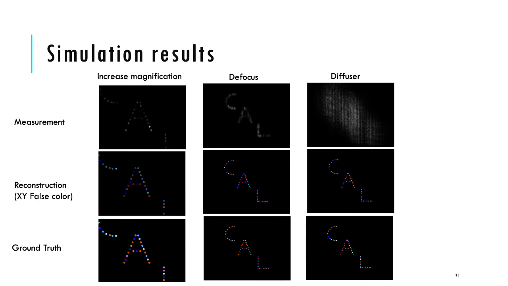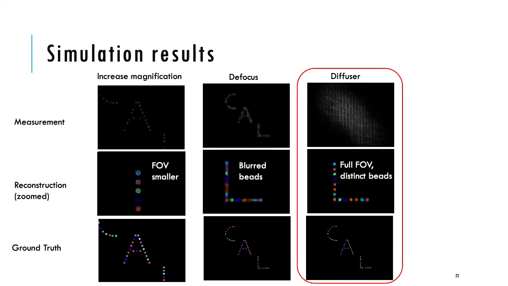Here we show the simulation results from these cal beads reconstructed under different optical methods to get full spectral sampling, such as increasing the magnification, defocusing the sample, or using our diffuser approach. The beads are shown along X and Y and false colored to represent spectra. As you can see in the zoomed-in image of the reconstruction, using the diffuser to spread out the point spread function outperformed these other methods in terms of field of view and resolution.